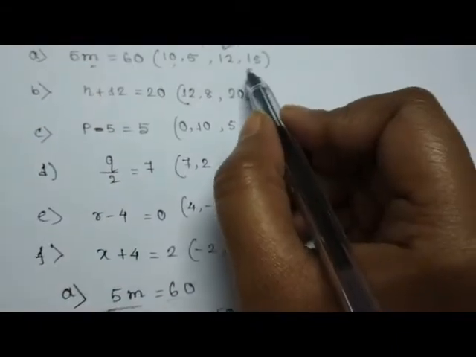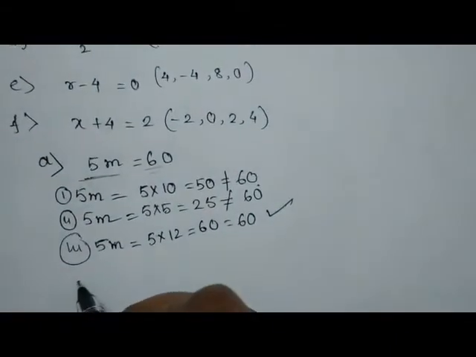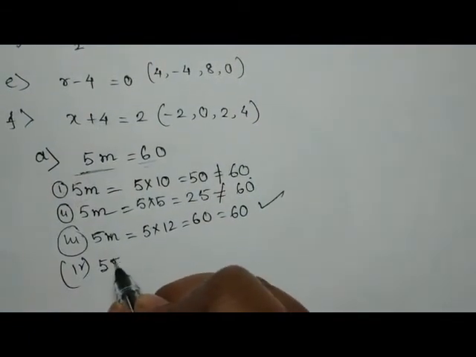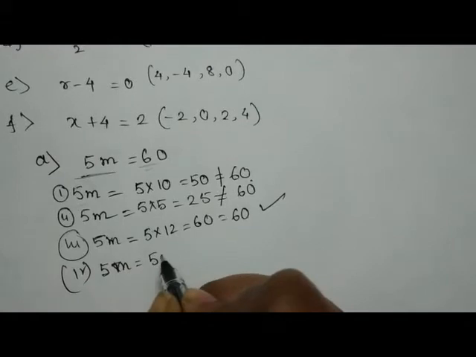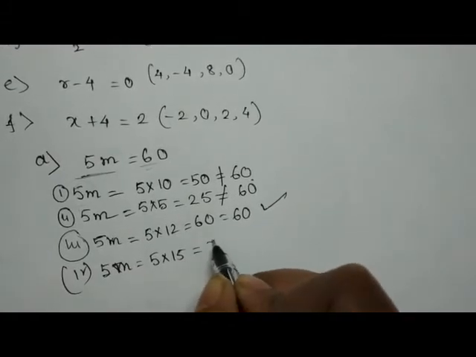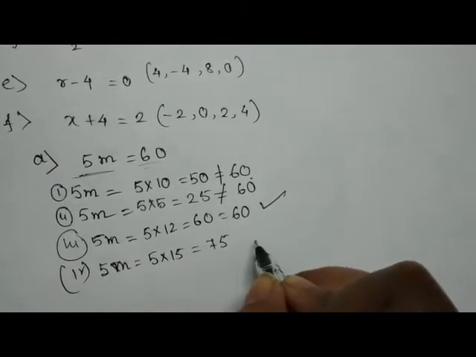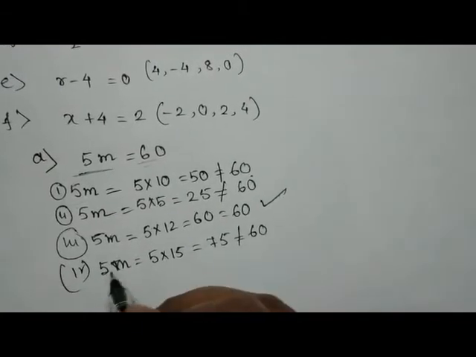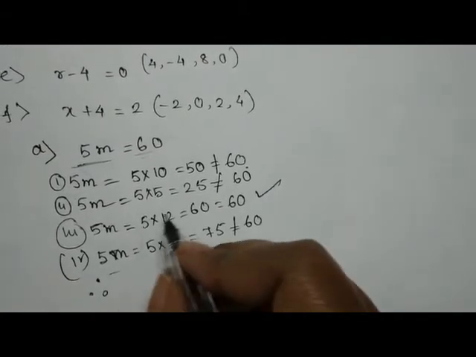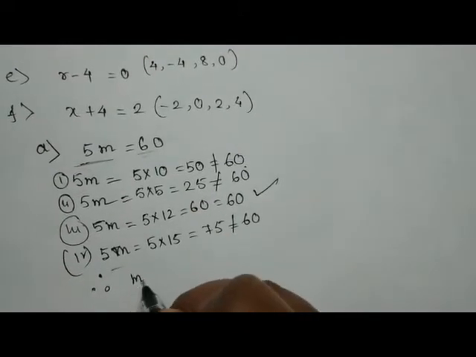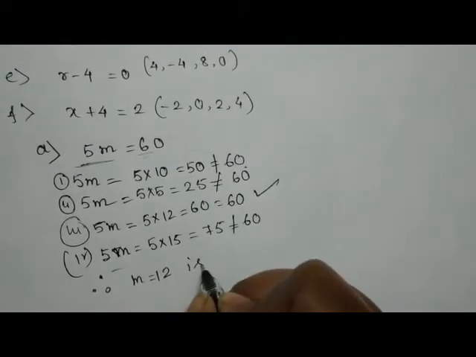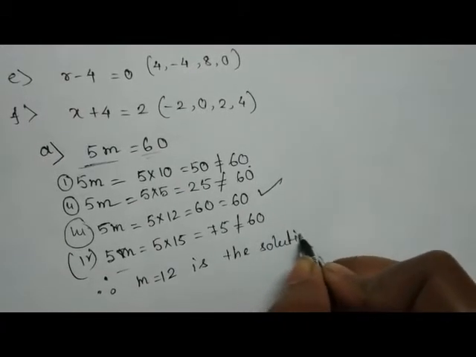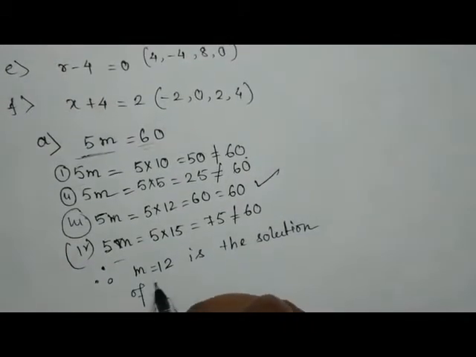Now let us check with 15. Here also 5m is equal to 5 into 15, which is 75, and 75 is not equal to 60. So this is not the solution of the given equation. So therefore m is equal to 12 is the solution of the given equation.